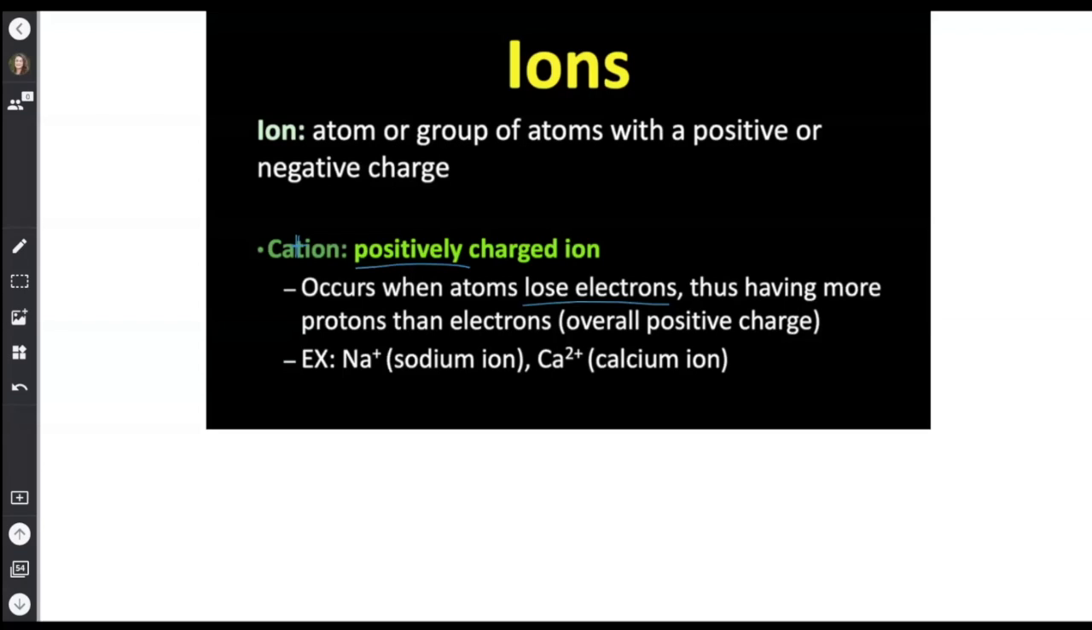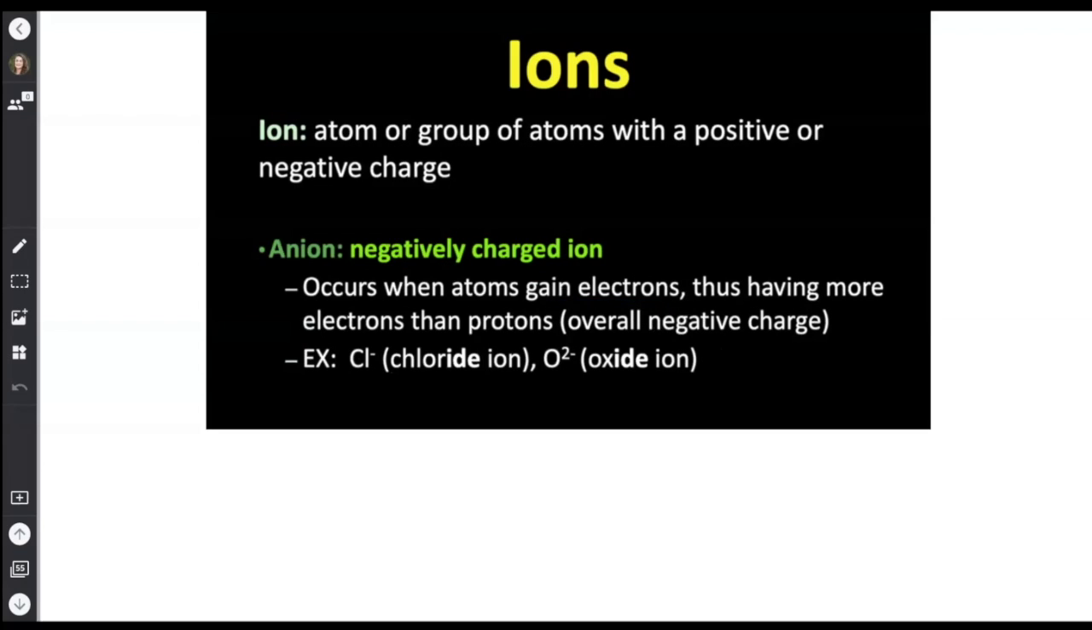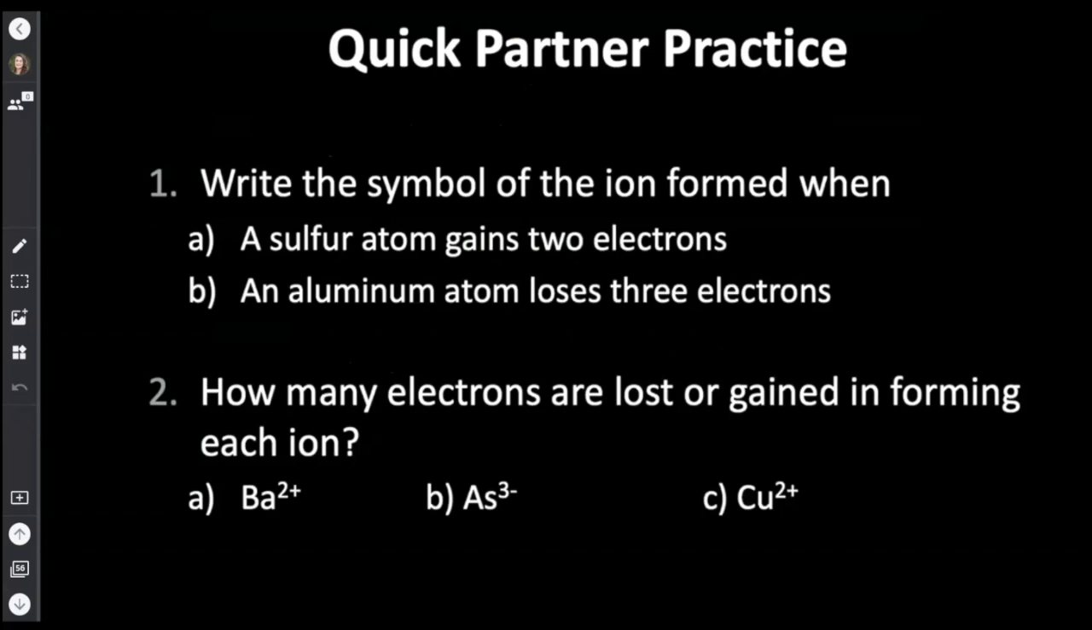And then if we go the other way and we gain electrons, I've gained negativity, right? Because electrons are negative. And if I gain negativity, I become negative, which is an anion. Think anion, antagonist. Antagonist is the bad guy or the negative guy, right? So gaining electrons makes me an anion.